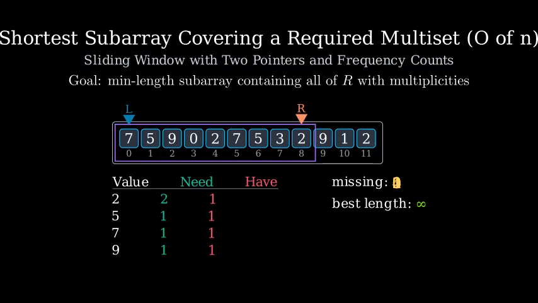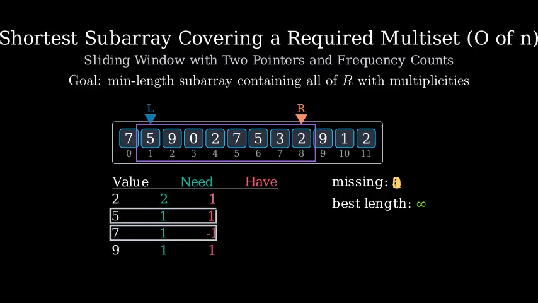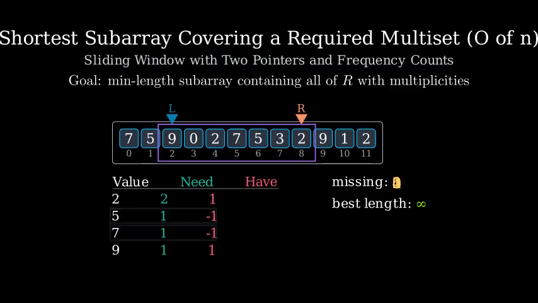When missing is 0, we try to shrink from the left while the window still covers the multiset. If the left value is either not required or we have more than needed, we can drop it and move left forward. Drop index 0 because we have an extra 7. Drop index 1 because we have an extra 5. Now index 2 is a 9, and we have exactly 1 9, so we stop. The minimal window for this right pointer is from index 2 to index 8.